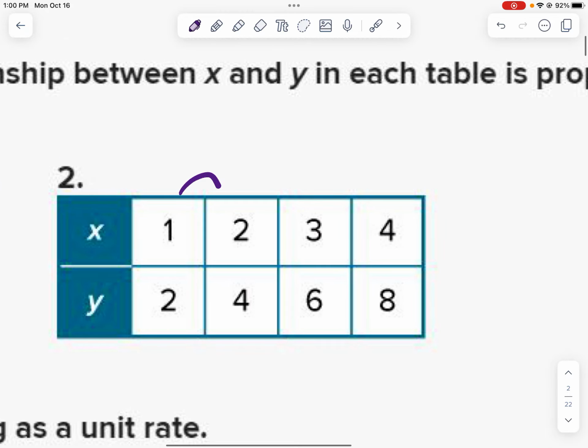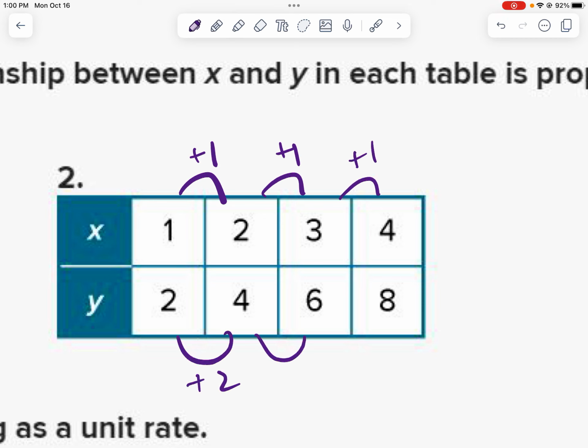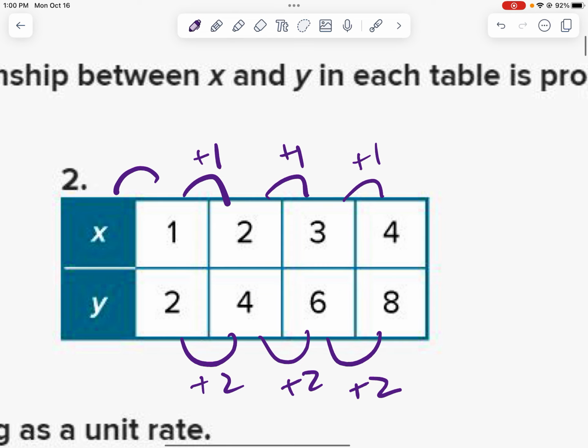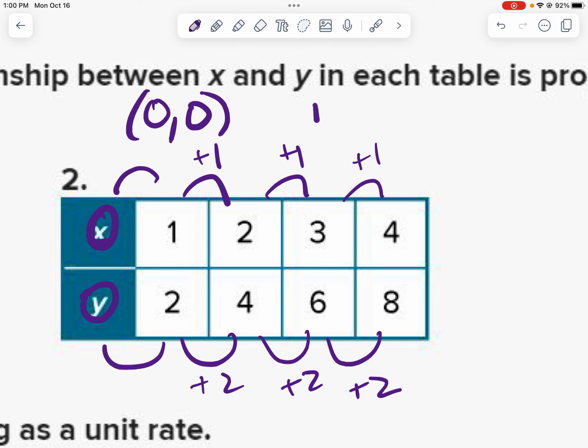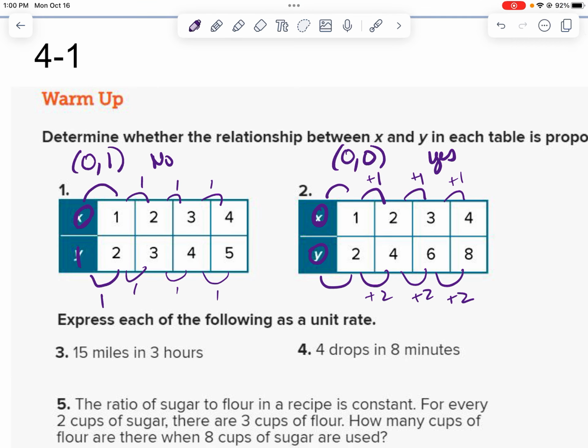No, it is not. So that means that it is not proportional. This one, okay, it's going up by 1. It's going up by 1. Now this is going to go up by 2. That's okay, as long as each one of them is going up by the same amount, okay? So if I went back by 1, if I subtracted 1, I would get to 0. If I go back by 2, I'm going to be at 0. So does that go through the point 0, 0? Yes, it does. So we have a proportional relationship.